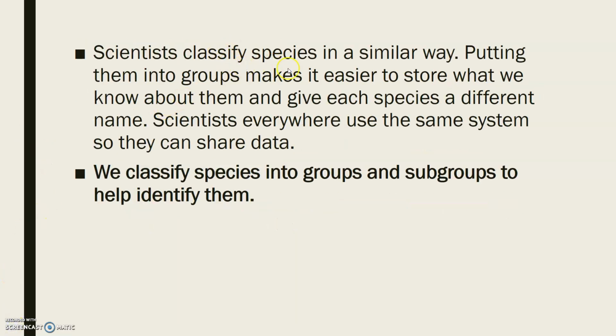Scientists classify species in a similar way. Putting them in groups makes it easier to store what we know about them. Give each species a different name. Scientists everywhere use the same system so they can share data.